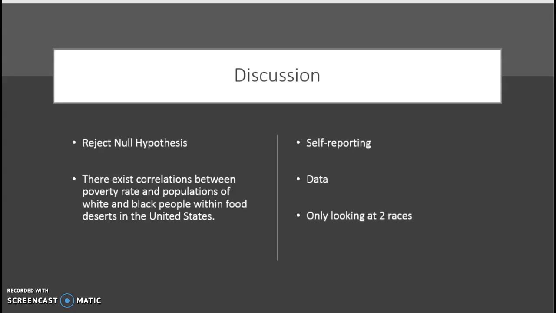Some of the further research and data issues are that the census data is self-reported, so there are probably quite a few people left out of this data who decided they didn't want to report to the government. The data is also old. It is from 2010, and there has been a new census that hopefully will become publicly available soon. I also only looked at two races, and I think in the future looking at more and seeing how they correlate with poverty rate is important.